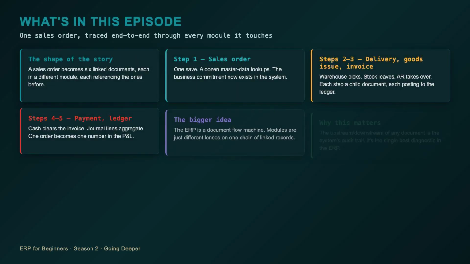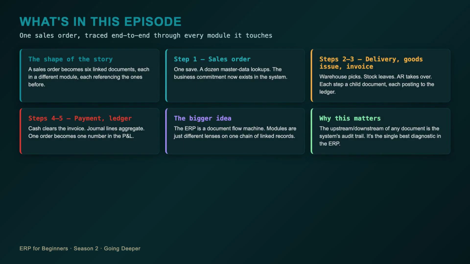Six pieces to this one. We set up the shape of the story, then walk a single sales order through every step. Order, delivery, invoice, payment, ledger. And we close on the bigger idea. The ERP is a document flow machine. Its modules, just different lenses on one chain.